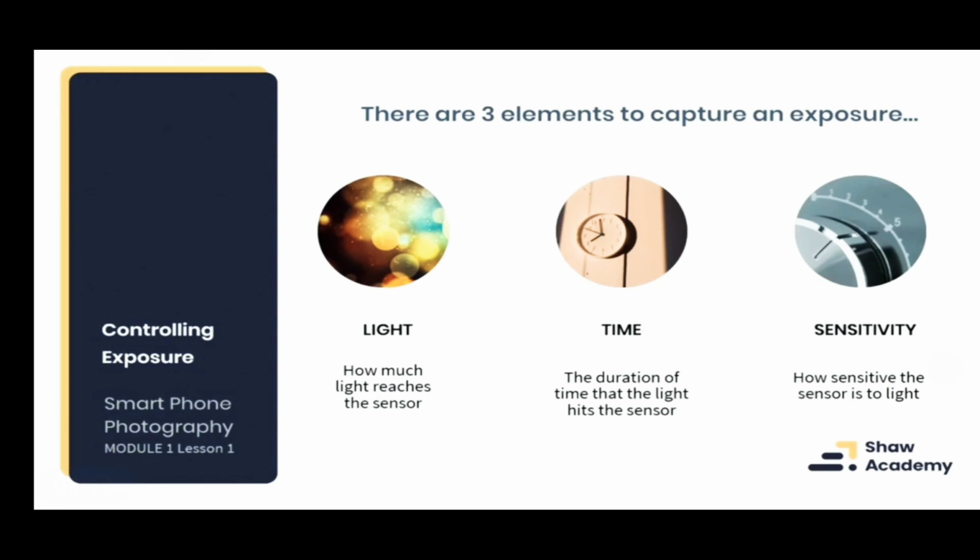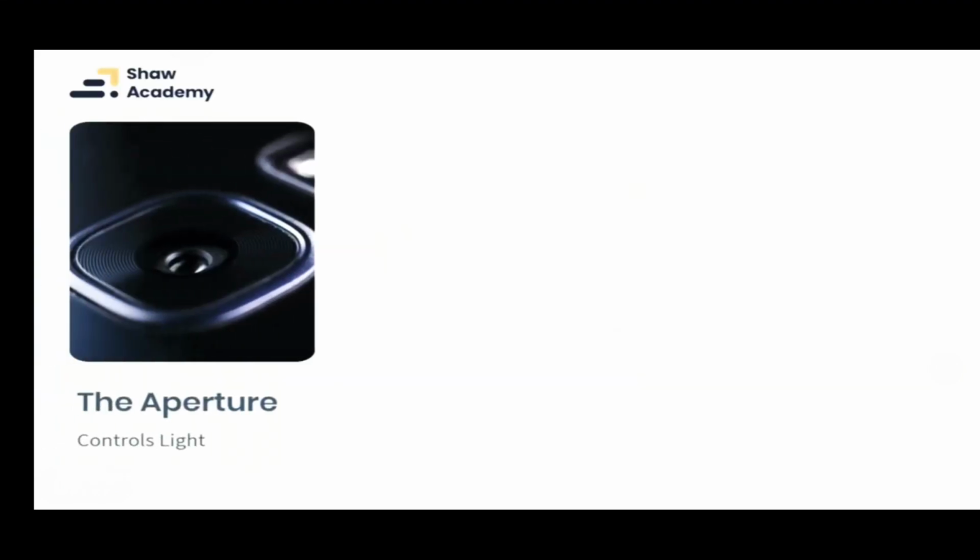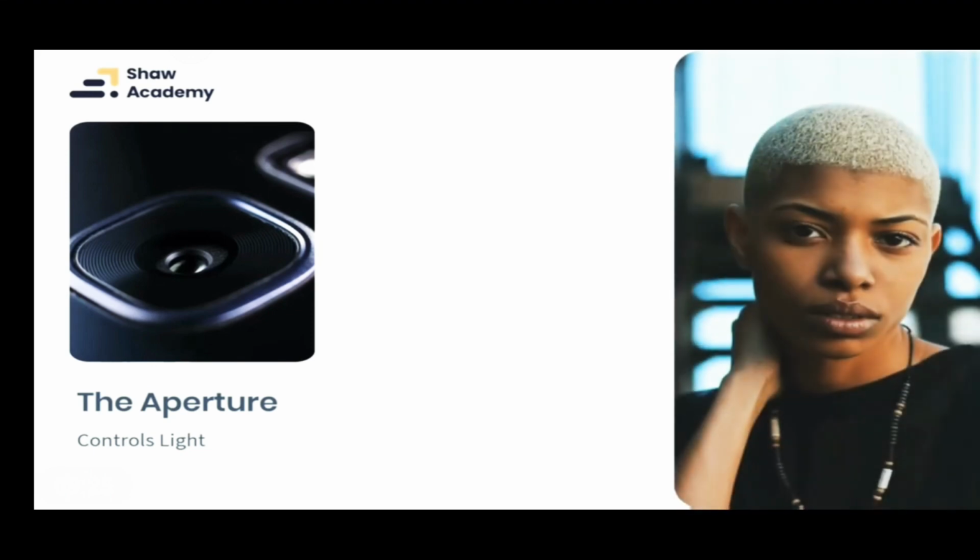So first of all, let's have a look at light and the component that controls light, and that is the aperture, which I've already mentioned is the opening on the front of our lenses, within the lens elements actually, that will allow light to pass through it.